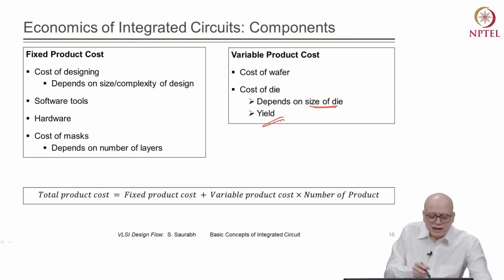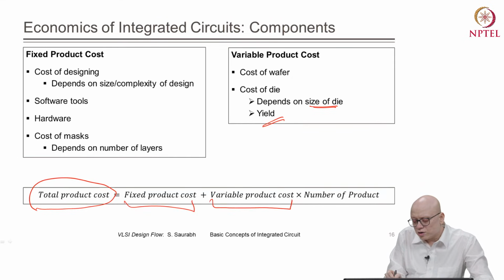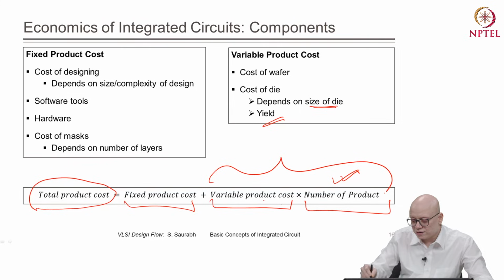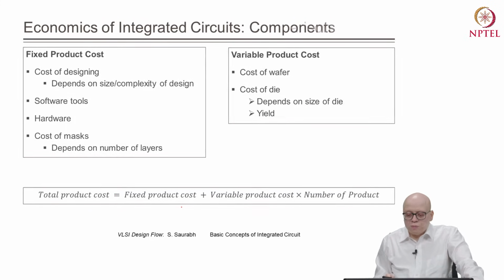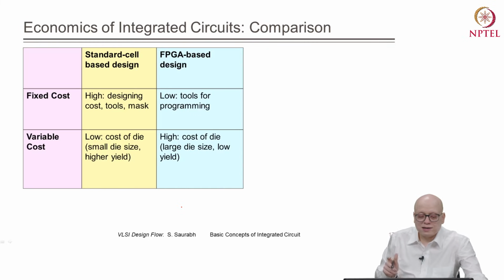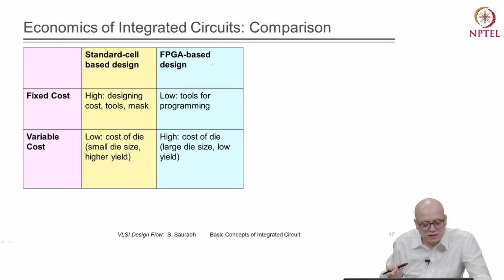So we can write that the total product cost depends on the fixed product cost plus the variable product cost times the number of products, right? As the number of products increases, the variable product cost per piece remains the same, but the number of products increases. So this part will increase and your fixed cost will remain the same, right? Now let us compare two types of design styles. Let's compare standard cell based design and FPGA based design and compare their fixed cost and variable cost.